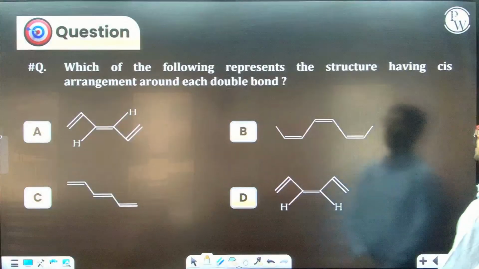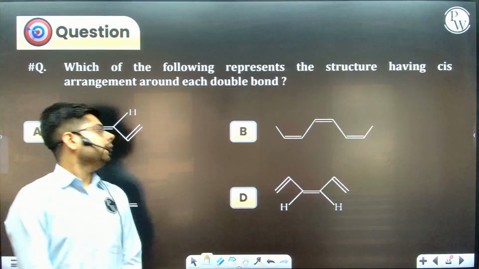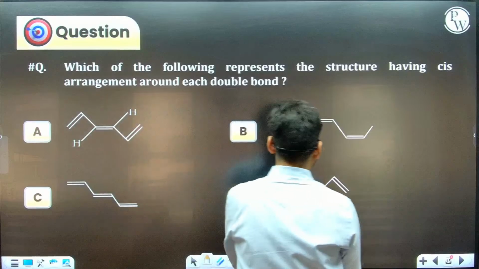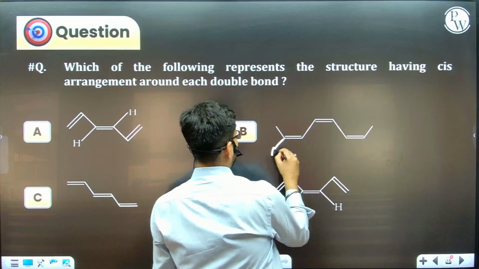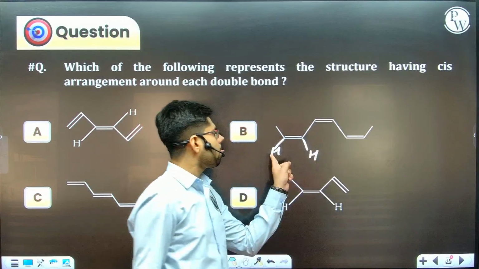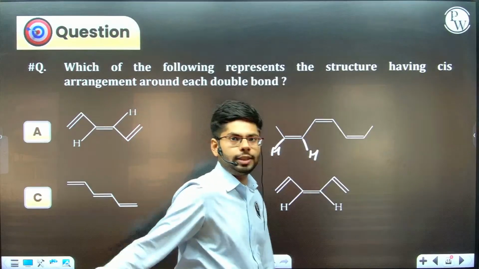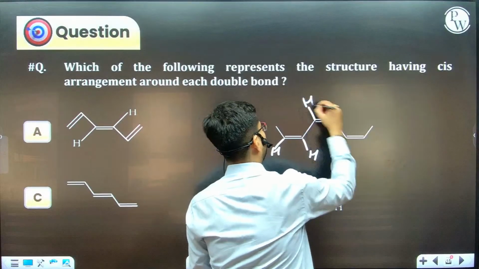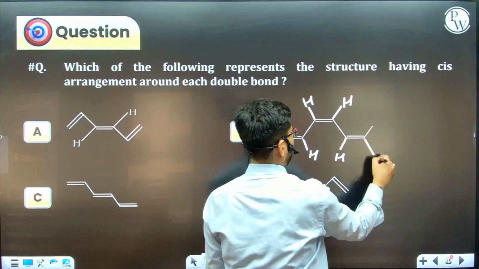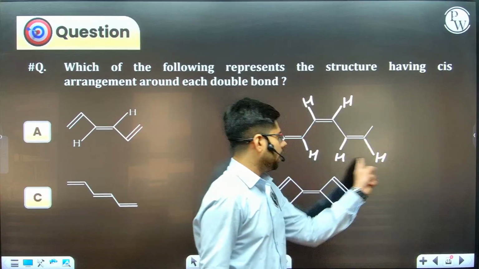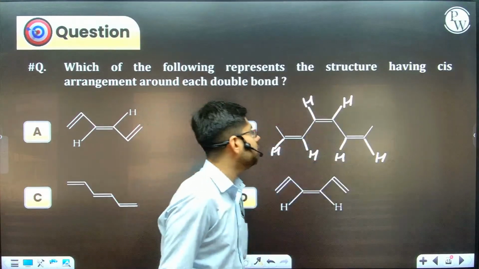Which of the following represents the structure having cis arrangement around each double bond? Okay, each double bond, cis arrangement around each double bond. So look at this double bond. If I look at this carefully, I can show hydrogen atoms. Now see, both the hydrogen atoms are lying on the same side. So we'll say that around this double bond, the configuration is cis. Similarly, here also, around this double bond, configuration is cis. Likewise, around this double bond as well, both the hydrogen atoms are on the same side. So around this double bond, the configuration is cis. Cis, cis, cis. Everywhere it is cis.